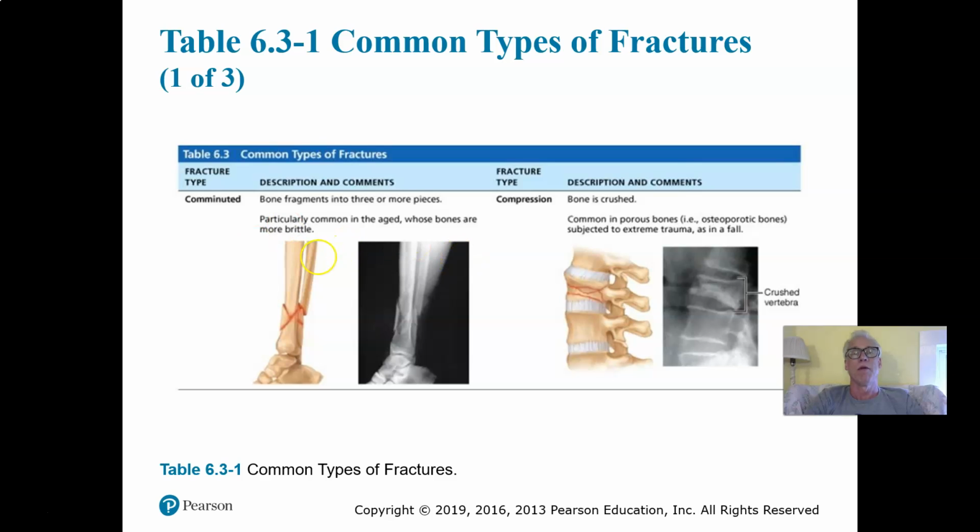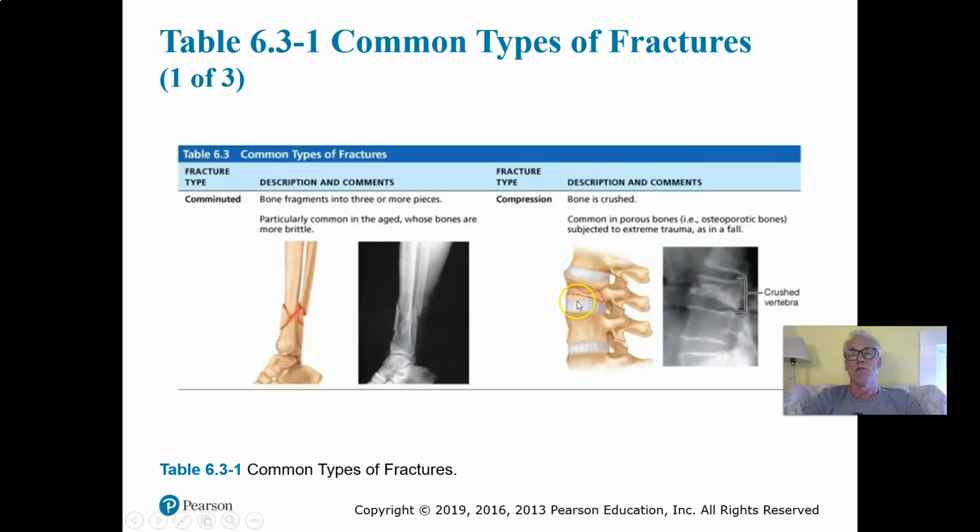So let's look at some common types of fractures. Here's a fracture that's probably most common in people with, again, loss of bone density, elderly people or people with bone disease, in which the bone kind of shatters when it breaks. So that's called a comminuted fracture. You can see that there's multiple pieces here, whereas a youthful bone probably would just break across these two bones.